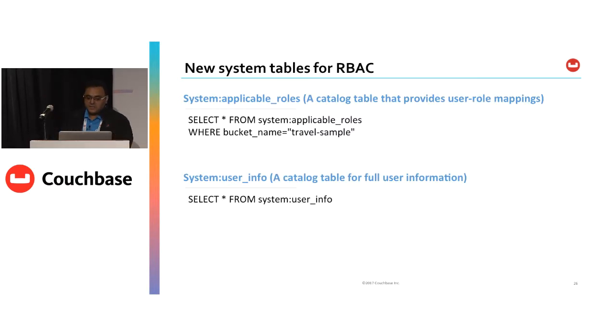We also added new system tables. A lot of people want to know, what role am I in? What are the applicable roles in the system? So we added two new catalog tables. One is called applicable roles, which gives you a user to role mapping at a high level. And then you have full user info, because you have the domain type of the user, or the authentication domain. You have a bunch of other attributes, of course not the password. That's something that we have in the user info catalog table that you can query to get a more detailed understanding of all your user accounts.